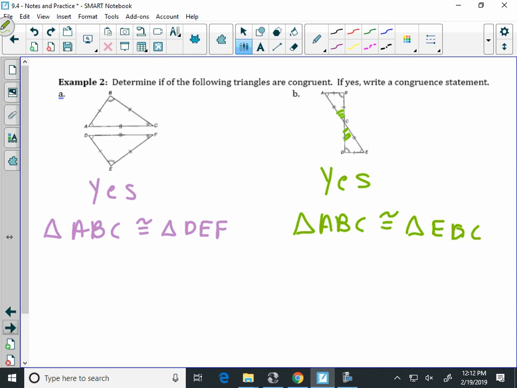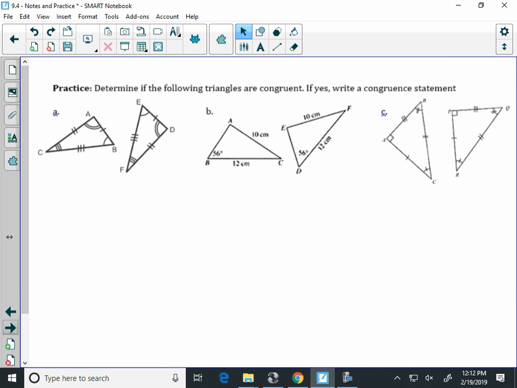I just want to make sure. Okay. Didn't pass it out when you got it. Try these on your own. Give you like a minute or two.